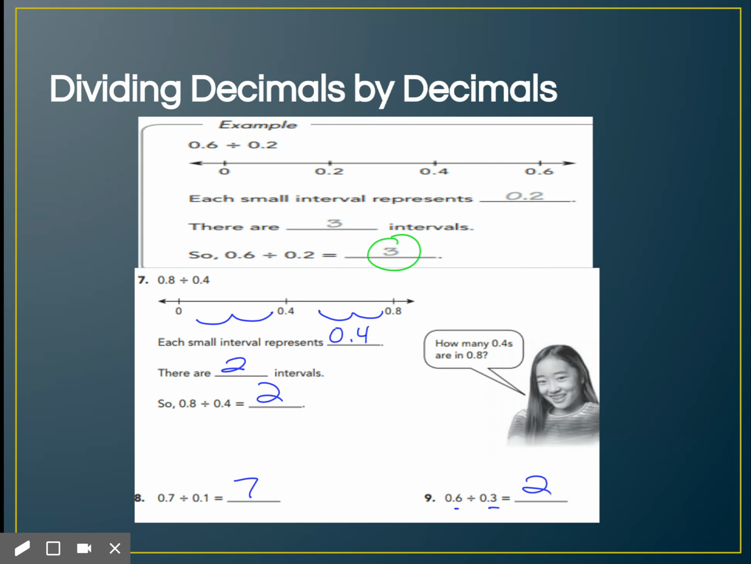This is a really quick review of that, but I don't recommend you trying to draw number lines for dividing decimals, especially when you get to higher ones, because it's just going to take you a lot of time. There's actual methods for it.